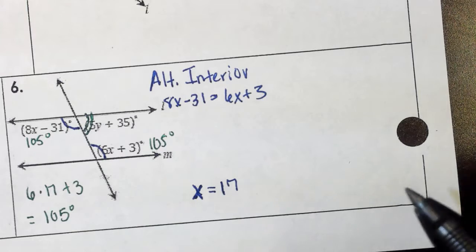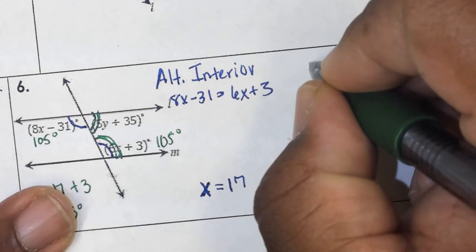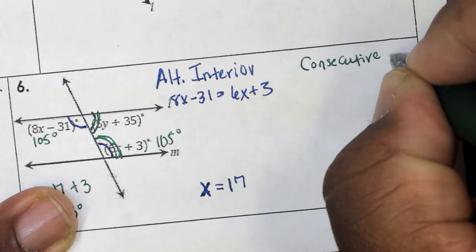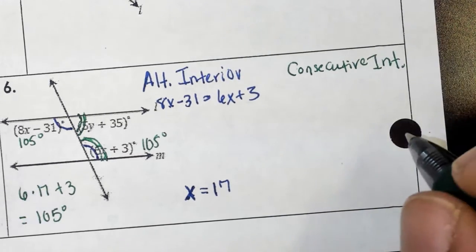So I'm going to go here. The 5y plus 35 and this angle. I'm going to compare these two. What's the relationship between those two angles right there? Okay, Amani says consecutive interior angles. That is correct. What should you know about consecutive interior angles, Amani? Say it again. They are supplementary.